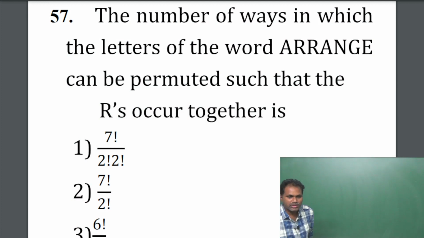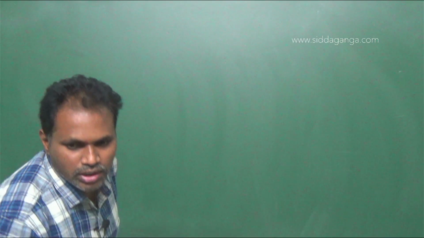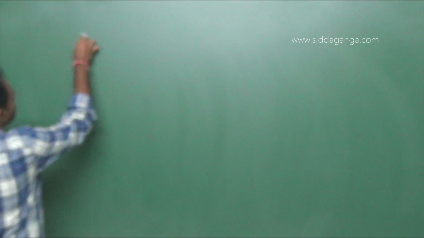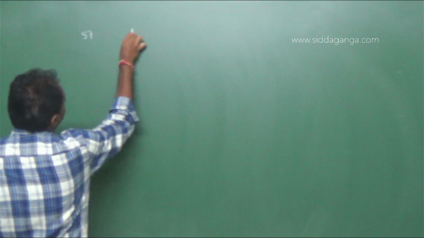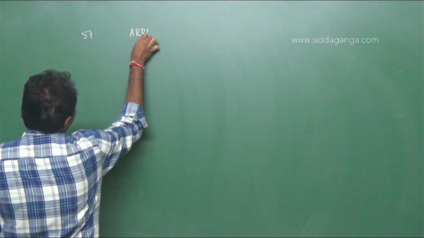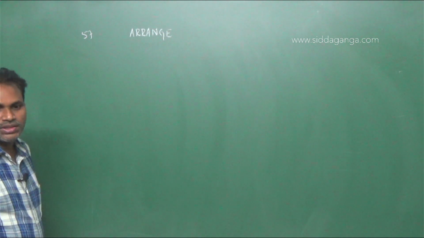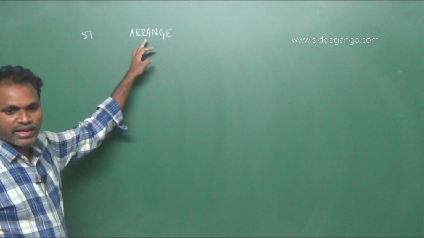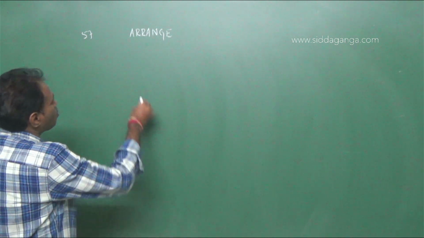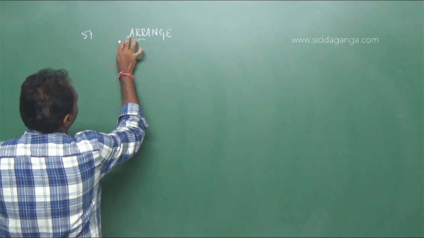The number of ways in which the letters of the word ARRANGE can be permuted such that the R's occur together is. Here, the given word is ARRANGE. In this word, two R's are there and two A's are there.